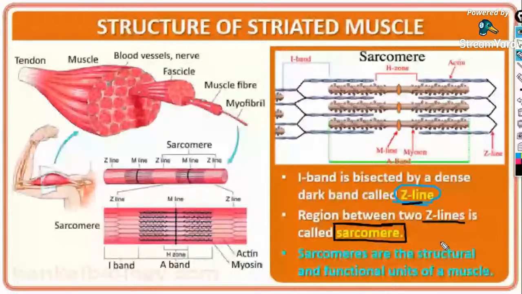So the I band is bisected by a Z line. Look, this is the Z line. The region between two Z lines, starting from here to here, you will call it the sarcomere. What are sarcomeres?